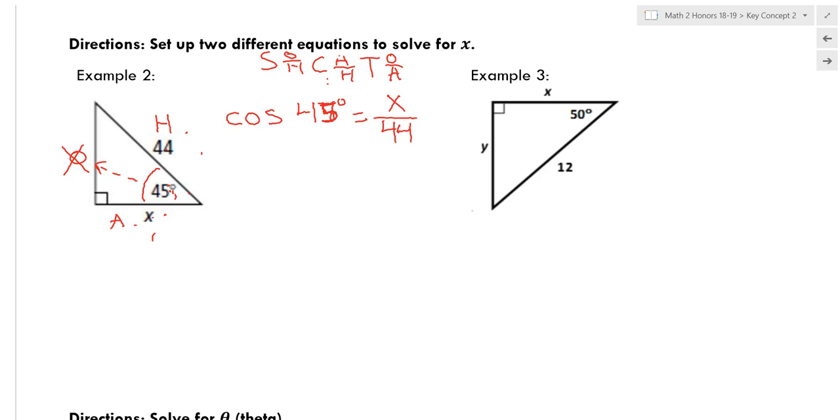Now, one thing to remember: the sine of x equals the cosine of 90 minus x. This is true the other way as well. Okay, I could have written it either way. So now if I want to write a different equation, I'm going to say the same thing.